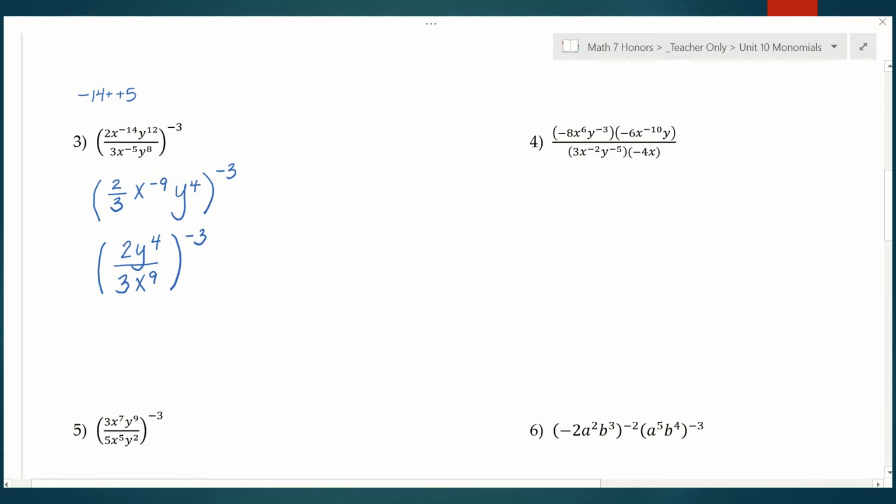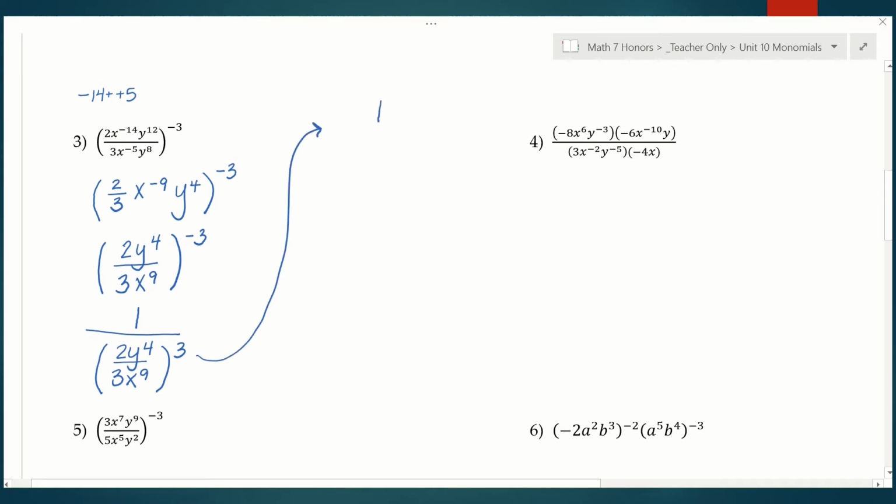Okay, so here's where things get a little crazy. We are going to have to write this whole thing as a fraction to get rid of that negative 3 exponent. So your next step is going to be to do 1 over 2y to the fourth, 3x to the ninth, to the positive third power. Okay, I'm going to start going back up here now.